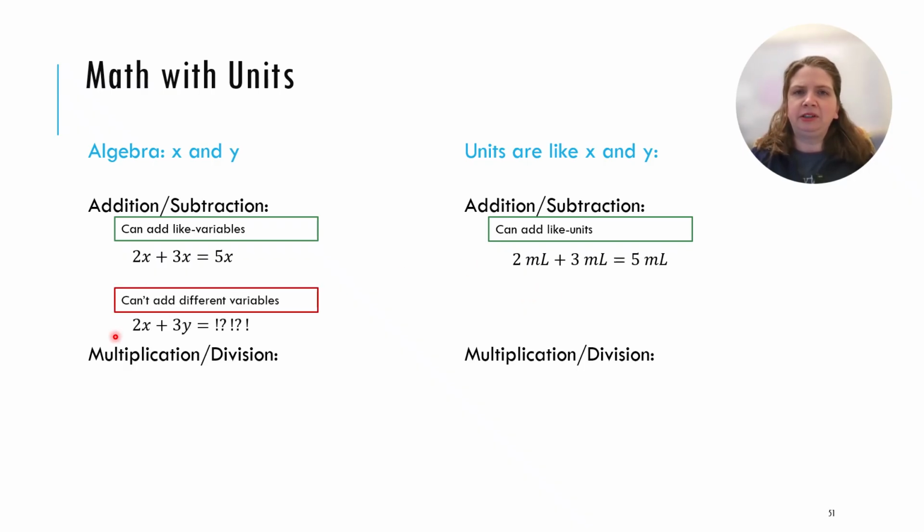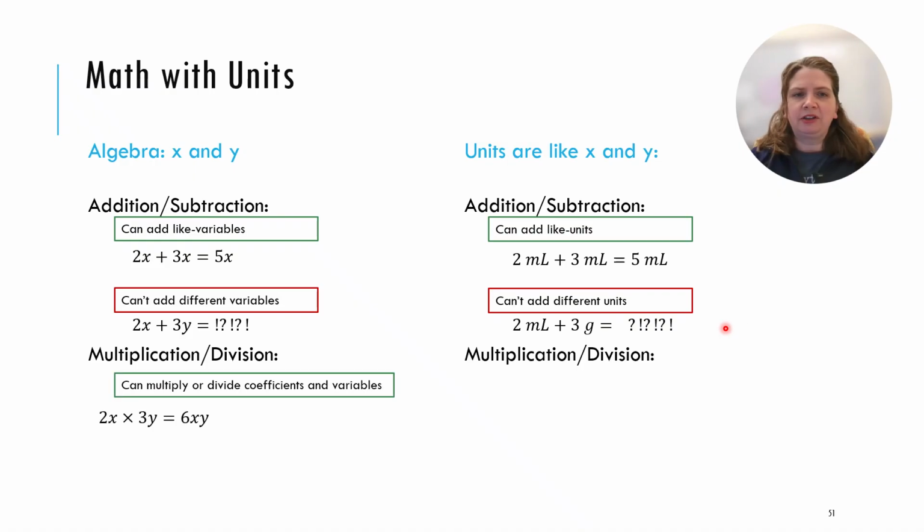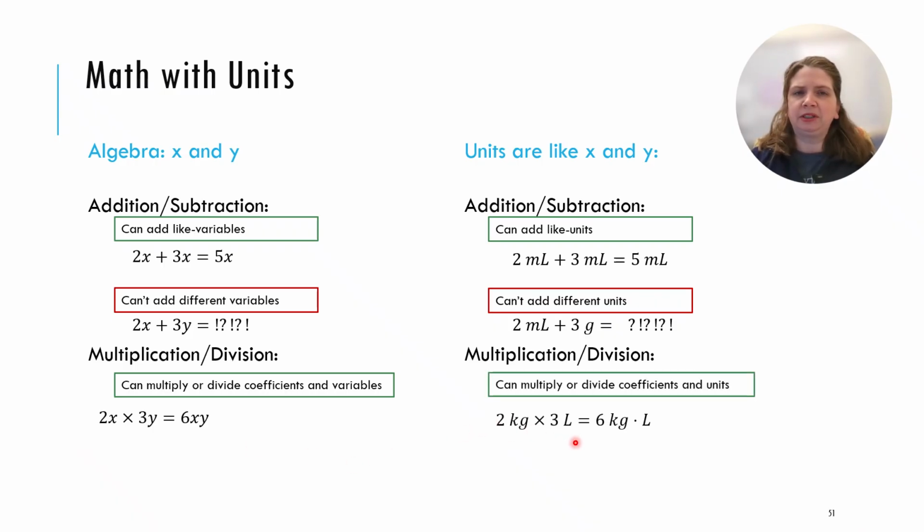However, if we have unlike variables, such as 2x plus 3y, we cannot combine them. The same is true for units. 2 milliliters plus 3 grams cannot be added because the units are different. When multiplying, unlike variables can be combined. For example, 2x times 3y equals 6xy. Likewise, different units can be multiplied. 2 kilograms times 3 liters equals 6 kilograms times liters. If the same unit appears twice during multiplication, the unit becomes squared.